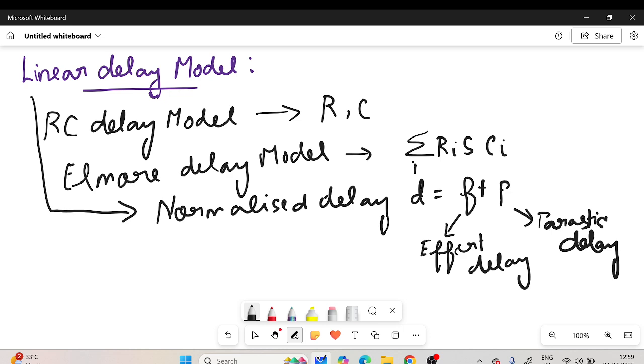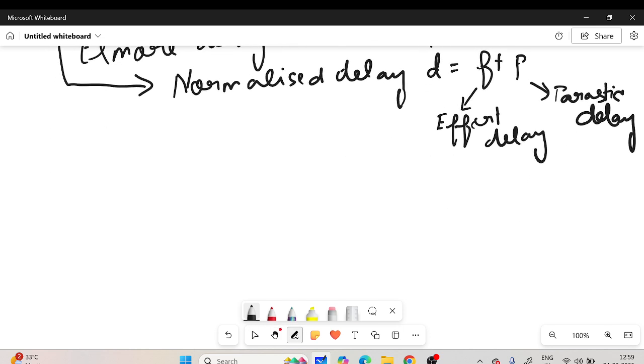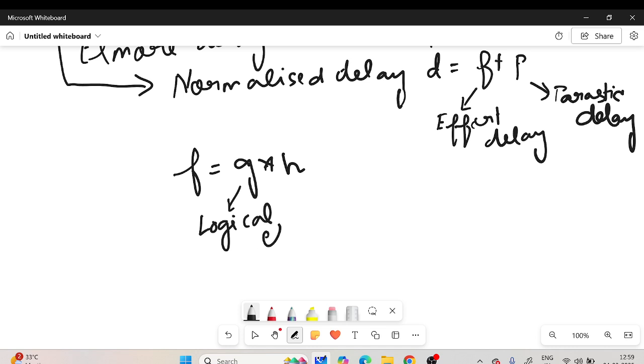And this effort delay, represented as F, can in turn be represented as a product of G into H, where G represents the logical effort of a particular gate, and H represents the electrical effort of a particular gate.